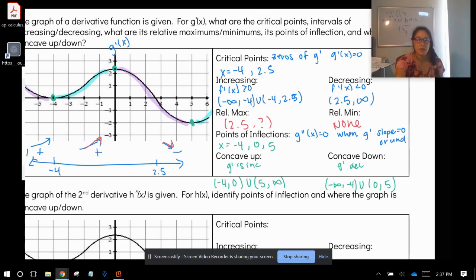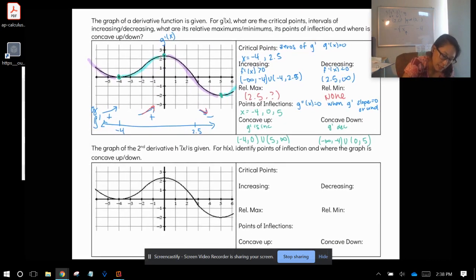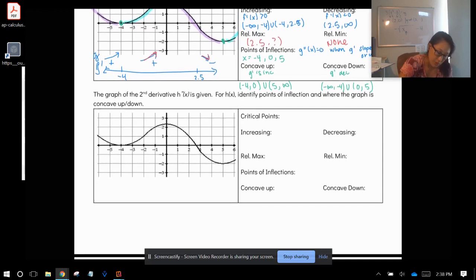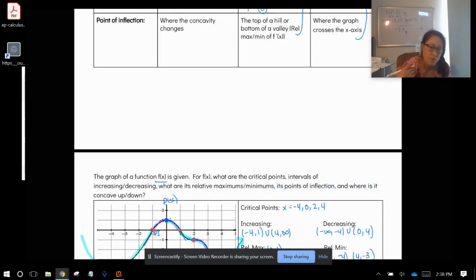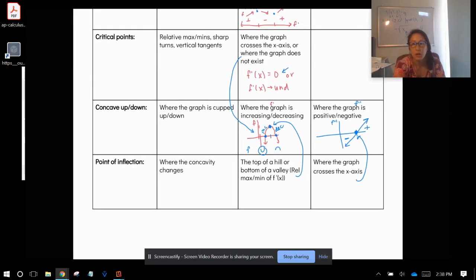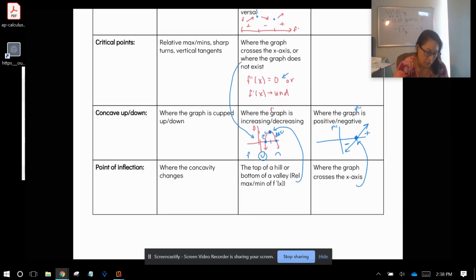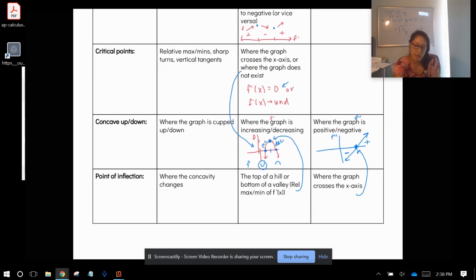Last graph is looking at when I have the graph of the second derivative. And we didn't talk about this, so let's go ahead and go back. The second derivative graph only tells us about our concavity and our points of inflection. We really can't infer anything back right now to figure out our relative mins and maxes or anything like that. So there's not that much information we can find out.